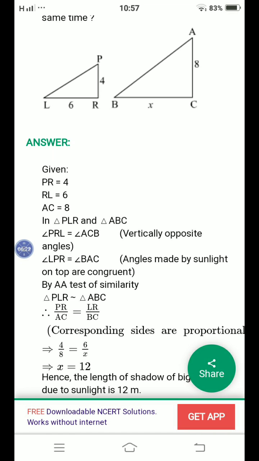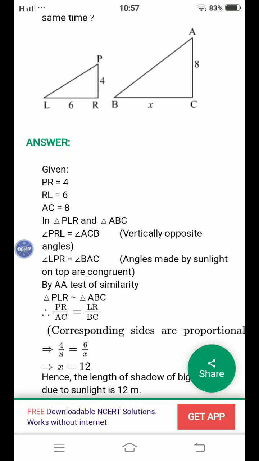So therefore PR upon AC is equal to LR upon BC. Reason will be corresponding sides are proportional. Now write the given things. We have put the shadow of the long pole as BC, that is, we have considered it as X. So now it is given already, it is X. So now 4 by 8 is equal to 6 by X.